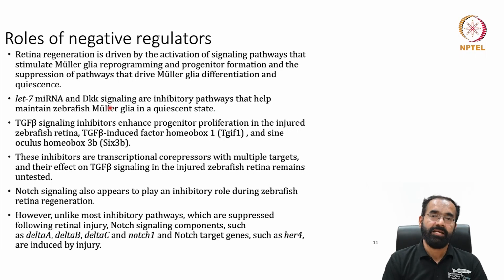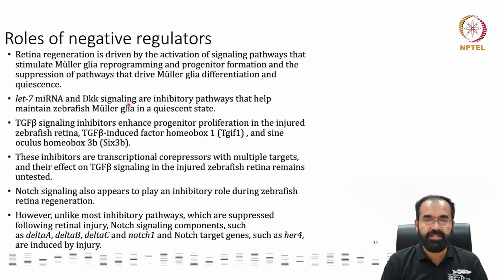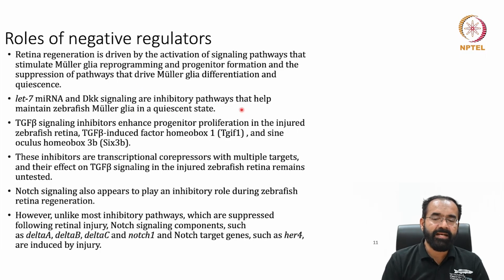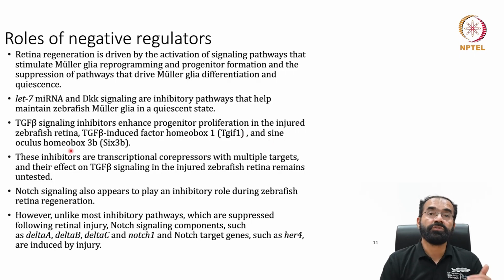Same with the DKK. Even if Wnt ligand is present, unless the DKK goes off, the Wnt ligand simply will not be able to do any job onto the Frizzled receptor. And they are inhibitory pathways that help to maintain zebrafish Muller glia in a quiescent state. It means an inactive state, which is necessary for a normal retina. TGF-beta signaling inhibitors can enhance the progenitor proliferation especially in the mammalian retina, and they can also do so in the zebrafish retina to some extent.